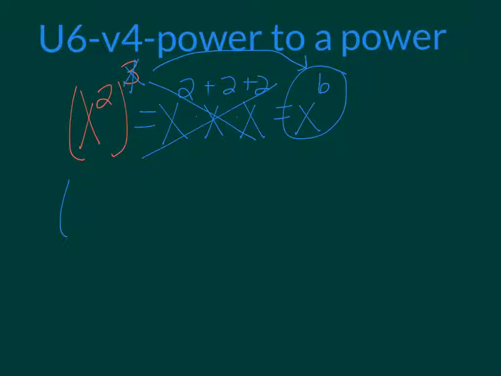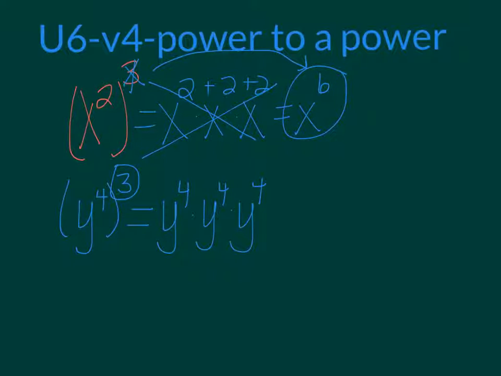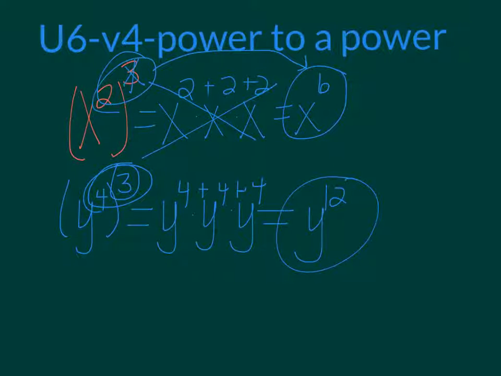Let's go. y to the 4th to the 3rd. So again, we're going to take care of the outside exponent first. So that means I have y to the 4th 3 times. Now it's a multiplication problem. I add my exponents. So 4 plus 4 is 8, plus 4 is 12. There's your answer. So the shortcut, if you haven't seen it already, is to multiply the 2 exponents. Here 2 times 3 is 6. 4 times 3 is 12.